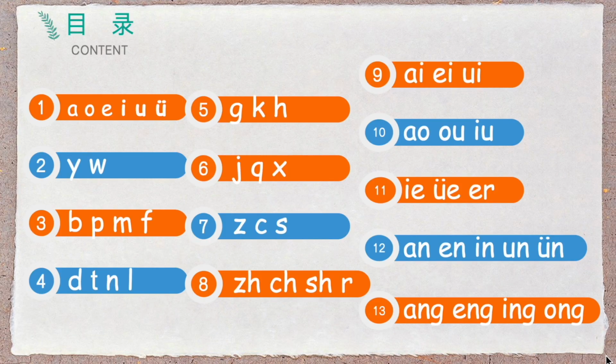In the last video, we learned 6 simple finals: a, o, e, i, u, yu. We also practiced their 4 tones and how to write them in the 4-line 3-grid system. Did you get them right? If the tones are still a bit tricky, make sure to review and practice more until you can read them correctly.